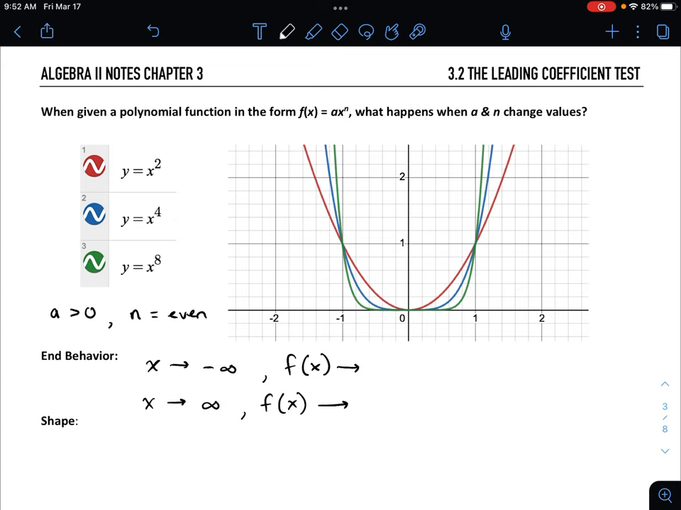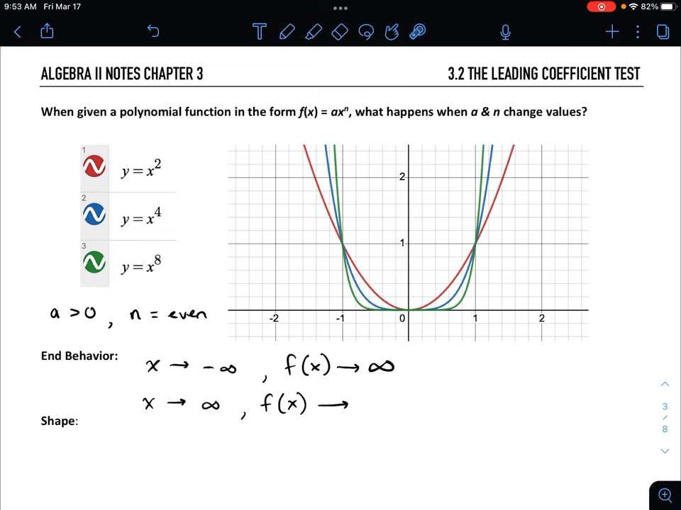Remember, f of x is my y values. So this is my left and right x values. This is my up and down y values. So as x goes to negative infinity, in other words, as I go to the left, what is happening to the height of this? What is happening to my y values? Well, no matter if I'm on the red path, the blue path, or the green path, as I go to negative infinity to the left, my y values are going up. Down would be negative infinity, but we are going up to positive infinity.